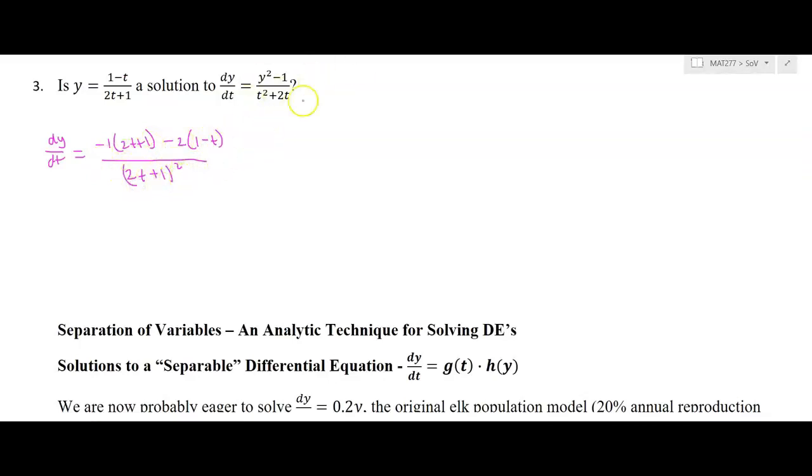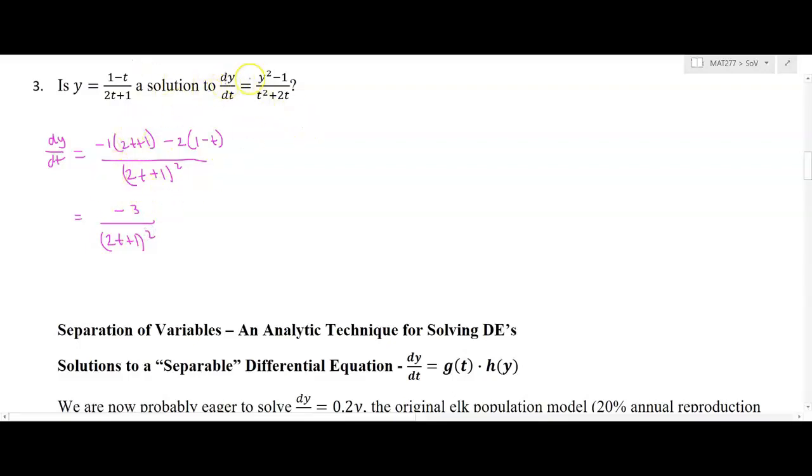Now I'm going to clean that up a little bit because I know I'm going to have to reduce things later on anyway. So here in the top I'll have negative 2t, here I'll have positive 2t, so the 2t's will cancel out. Then I'll have a negative 1 and a negative 2, which I believe comes out to a negative 3 there, and all over the square of this. For now, I'll go ahead and leave that alone. I may not have to FOIL that out after all, but let's go ahead and check.